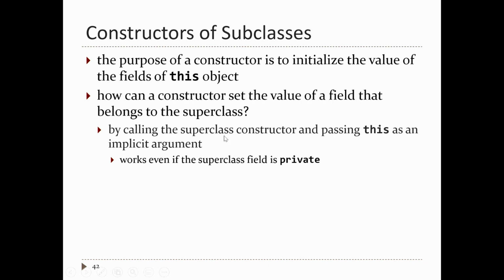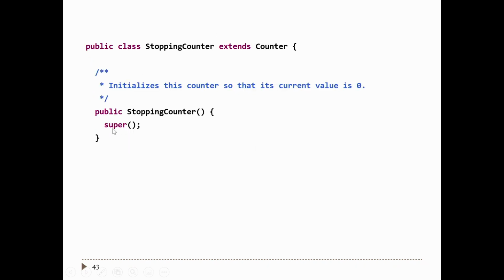Your superclass has a constructor. So the Counter class has a constructor. That constructor, or one of those constructors, will set the value of the counter to 0. So why don't I call the superclass constructor instead? Now, the advantage of doing it this way is that this works even if the superclass has fields that are private. If the fields in the superclass are private, I can't access them directly by name in the subclass. But I can still call the superclass constructor. And the way you do that is with the keyword super.